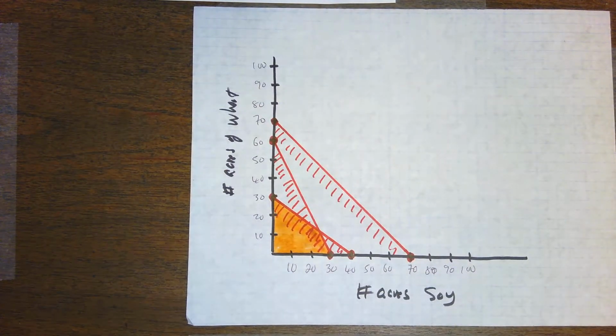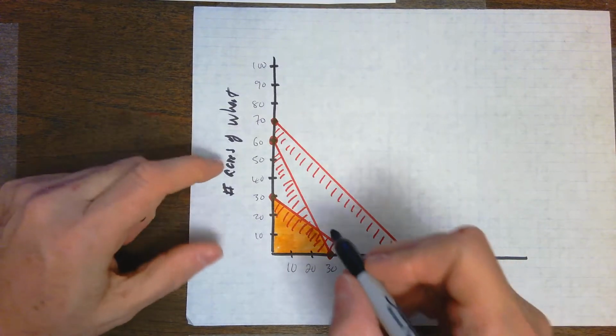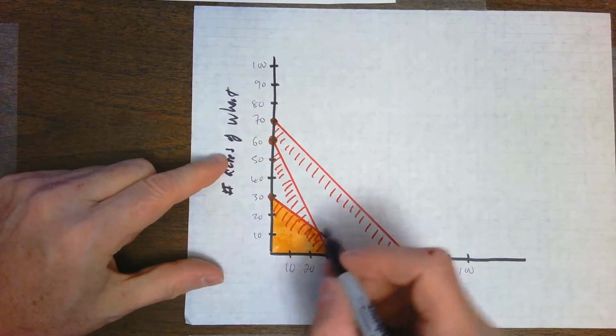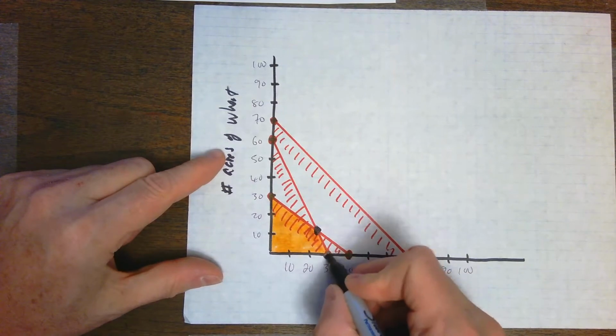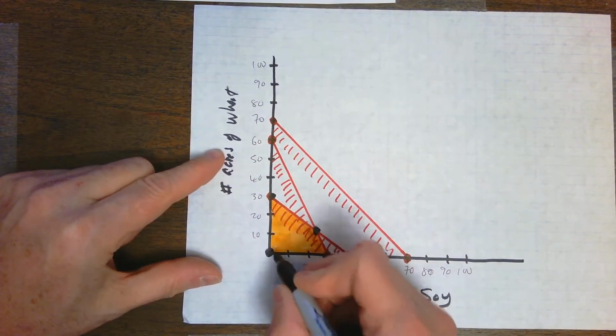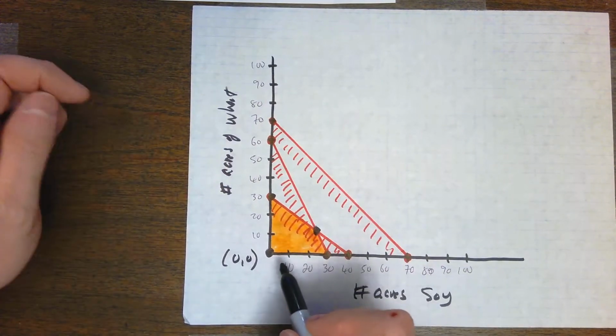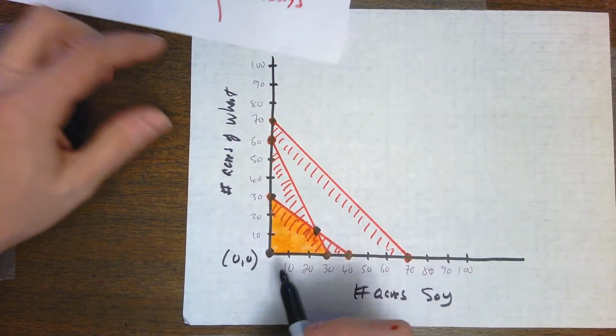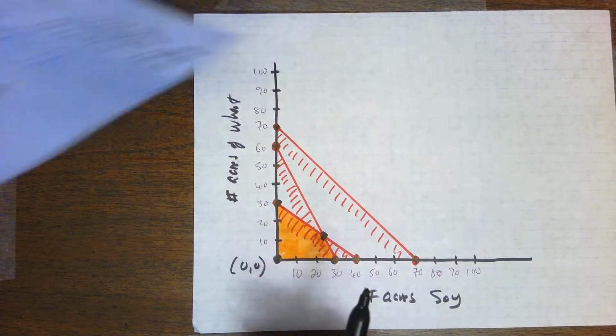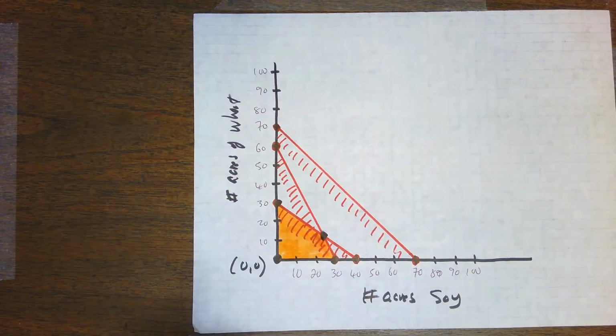Find the vertices of the feasible region. Well, this is the feasible region. I'm going to have 1, 2, 3, 4 vertices. This one is 0, 0. We know that means he's not going to plant anything. Well, certainly if he doesn't plant anything, he's going to definitely be well within his constraints, but he's not going to make any profit, is he, at that point?